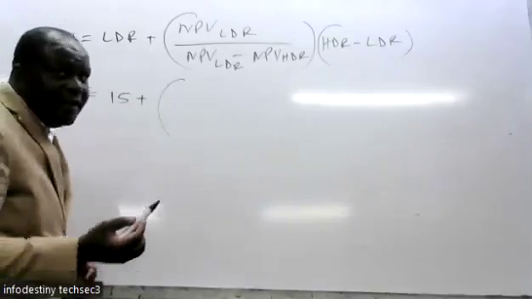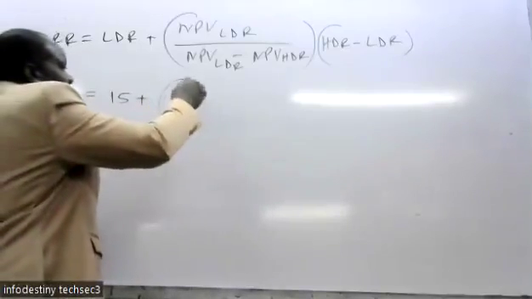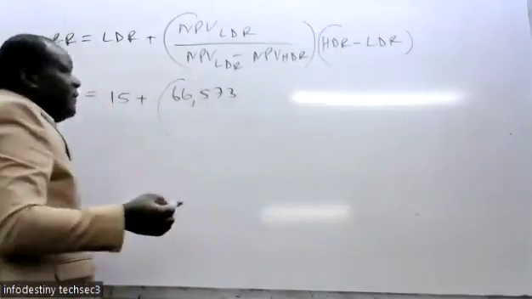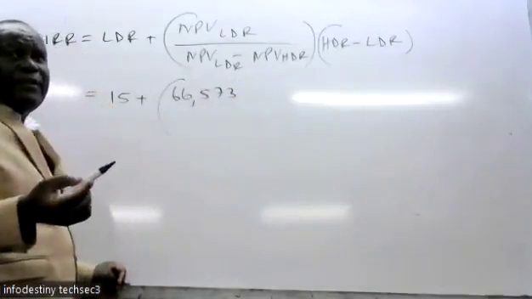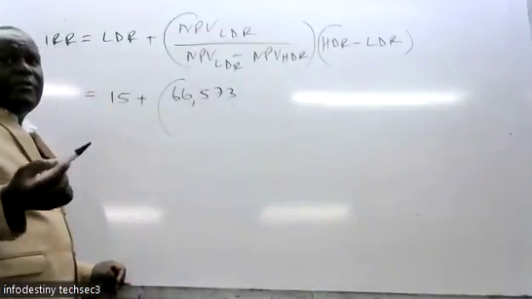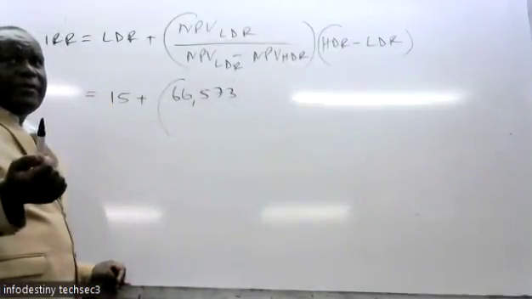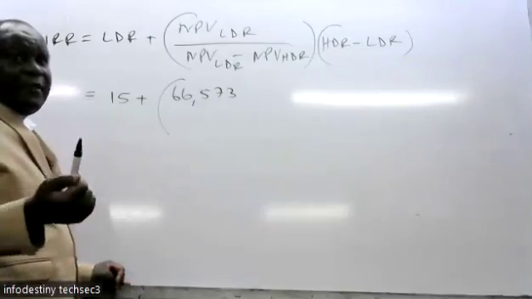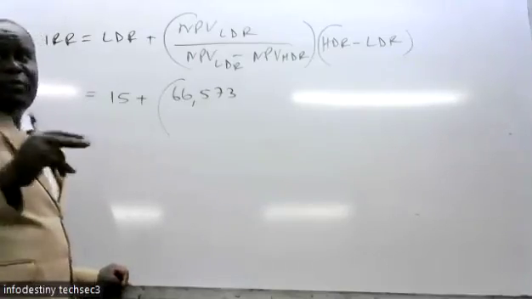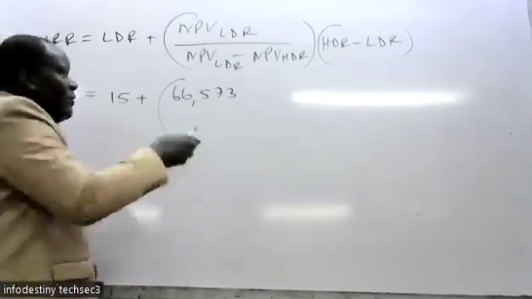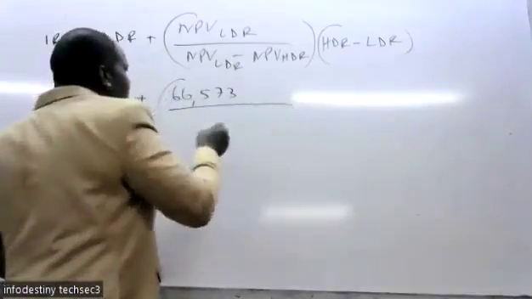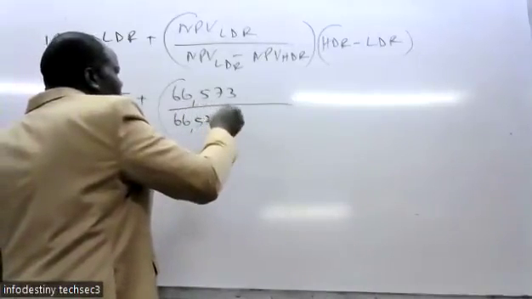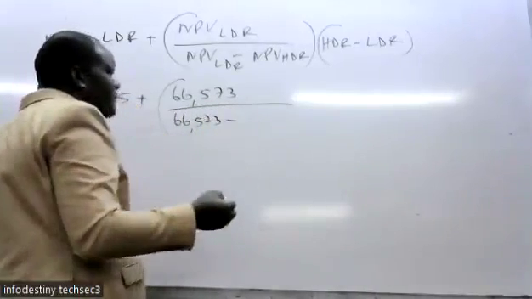Sorry? 66,573. So you can just have it as 573, we round it off. Even this one, I know it is still positive, isn't it? Yeah, even if it is still positive, because we just want two figures. So we also divide again by 66,573.